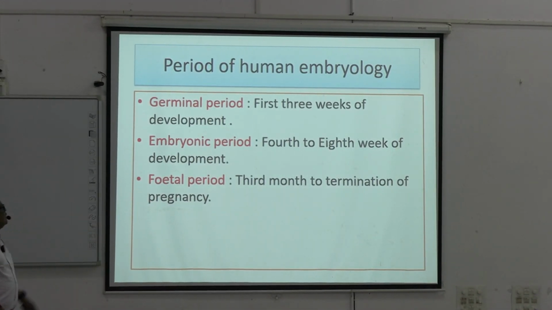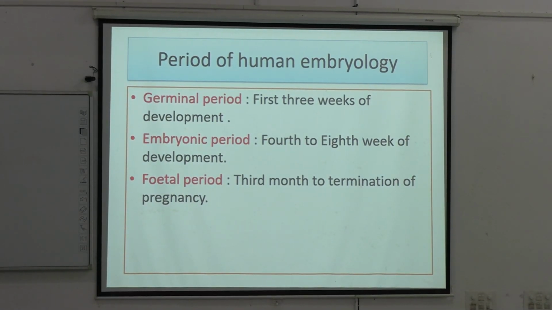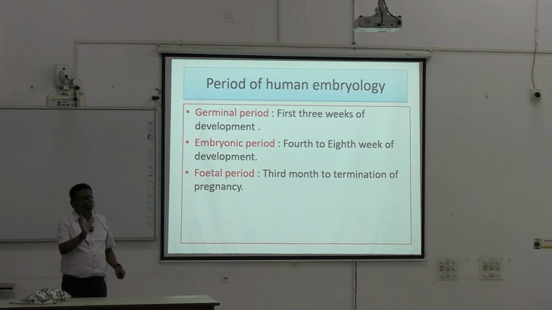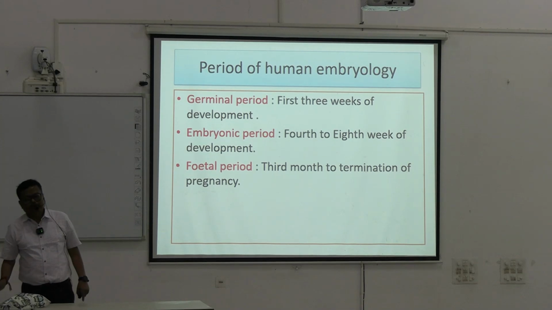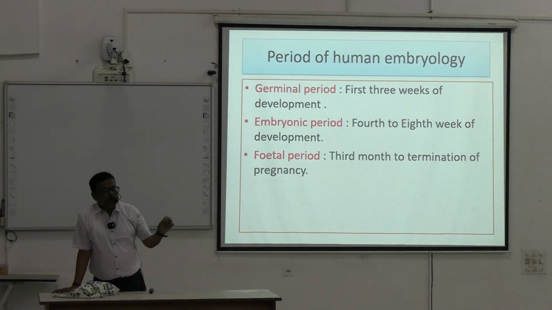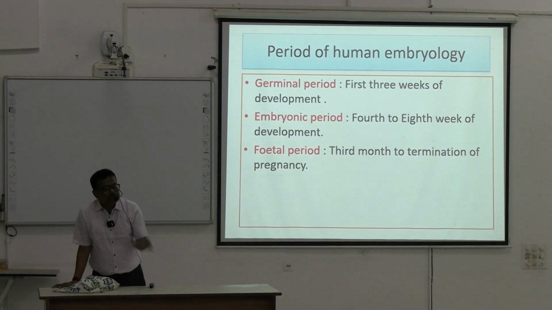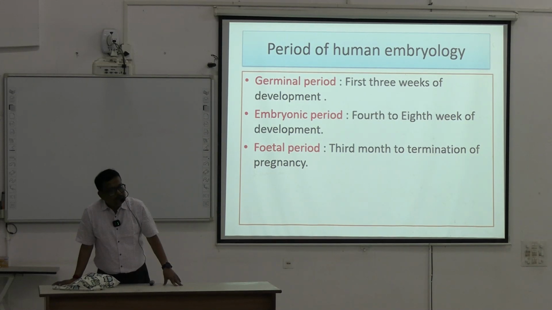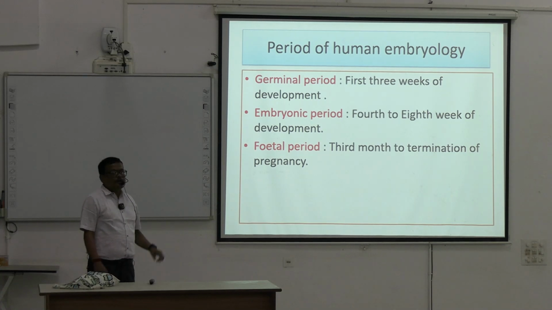There are three stages of human embryology: germinal period, embryonic period, and fetal period. Till birth, it is in three phases. Germinal period, the first 3 weeks of development. We start with fertilization day 1, then day 2, day 3, day 4, day 5, day 6, day 7, first week. Day 8, second week starts. Similarly, up to 21 days, it is the germinal period.